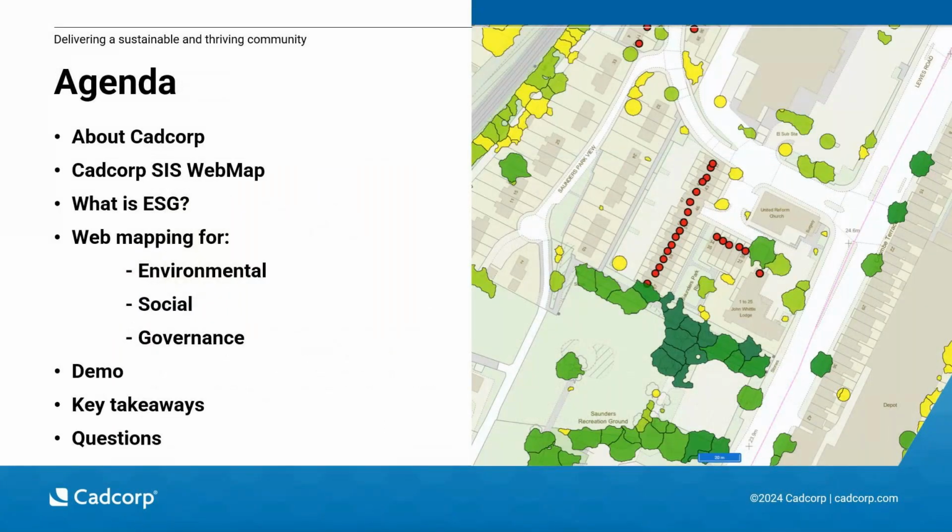So to start with, we're going to tell you a little bit about CADCorp for those who are less familiar with CADCorp, and a little bit of information on the product which Simon will be showing today, which is SysWebMap. Then I'll give some information on environmental social governance, including some examples of different ways which local governments are using web mapping to meet the ESG pillars. Then I'm going to hand over to Simon for a demo of SysWebMap and a couple of add-ins which can be used in SysWebMap. Then at the end, I'll round up everything with some key takeaways and take any questions which have been asked.